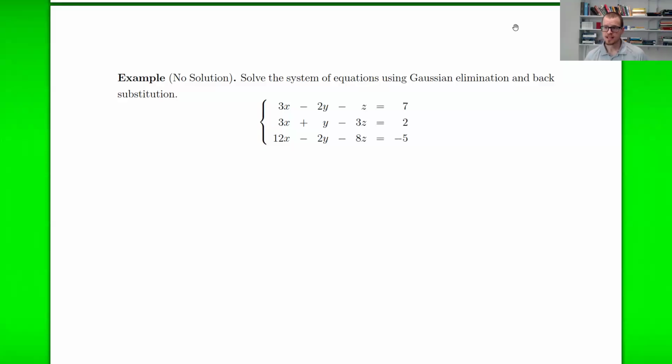Welcome. We'd like to take a look at solving a system of equations, again using Gaussian elimination and back substitution. However, in this case, we're going to find that there's no solution. We can find that there's no solution in the same way that we did previously, when we have a false statement. If I say 3 is equal to 0, well, of course 3 is not equal to 0, and it doesn't matter what I plug in for x, y, and z. 3 will never be equal to 0. So we would say there's no solution.